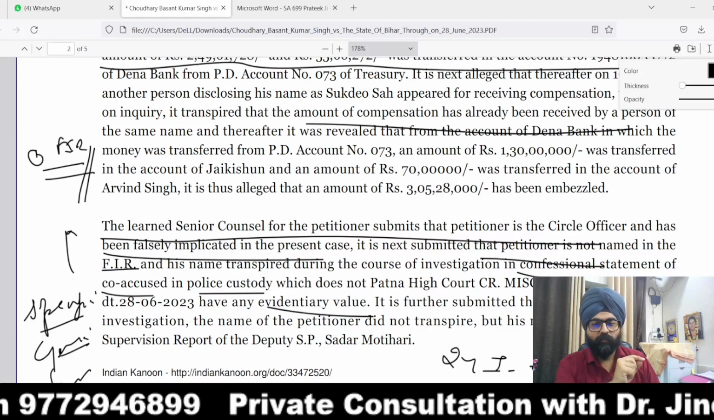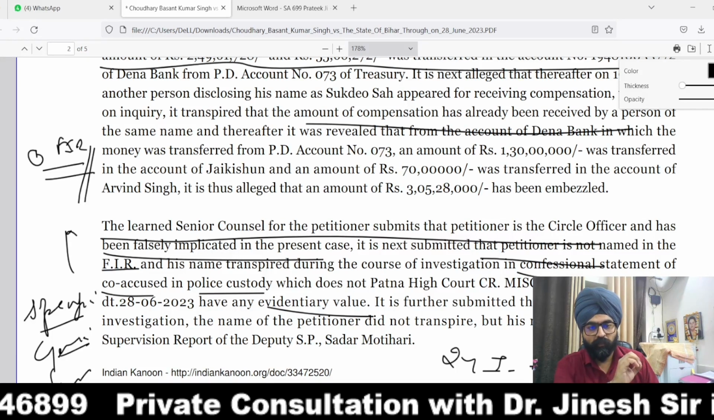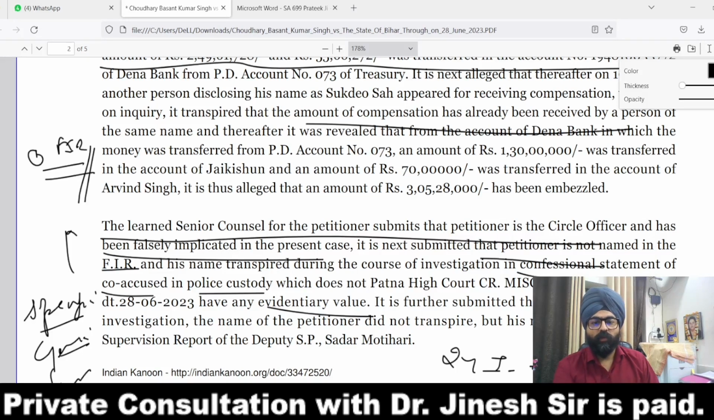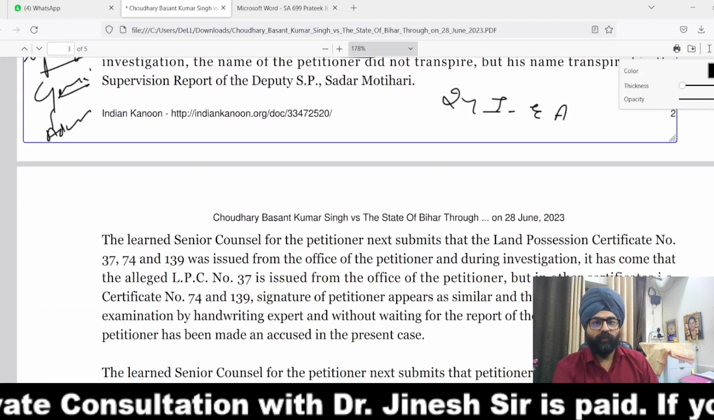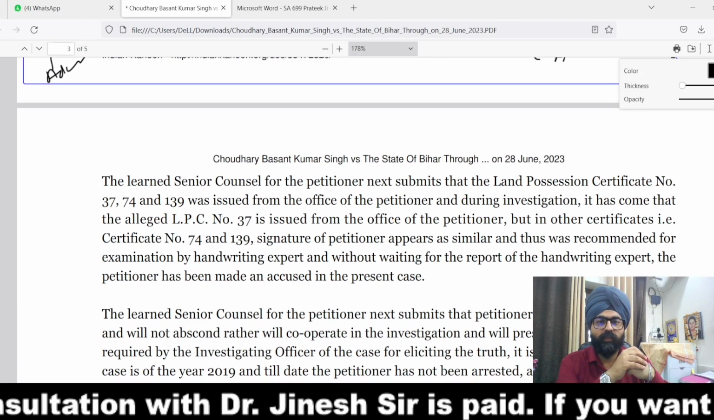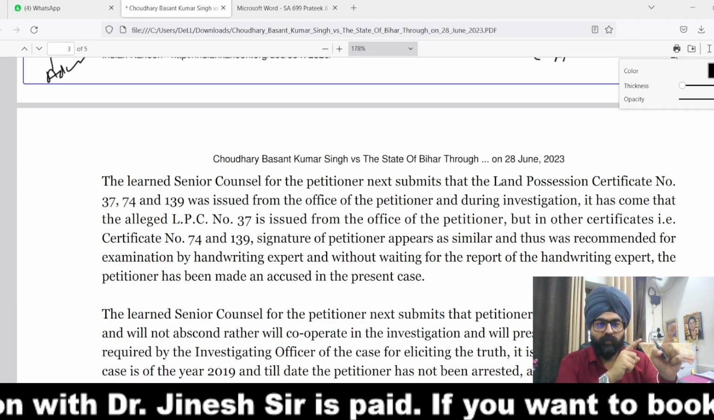And apart from that, in the course of investigation, the name of the petitioner does not transpire, but his name transpired in the supervision report of the concerned DySP. So the evidence is totally a weak piece of evidence, and there is no direct role of the concerned accused in the alleged crime.